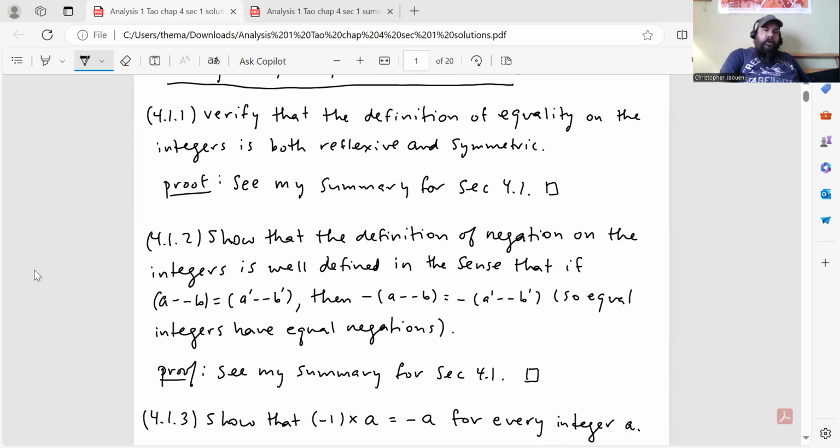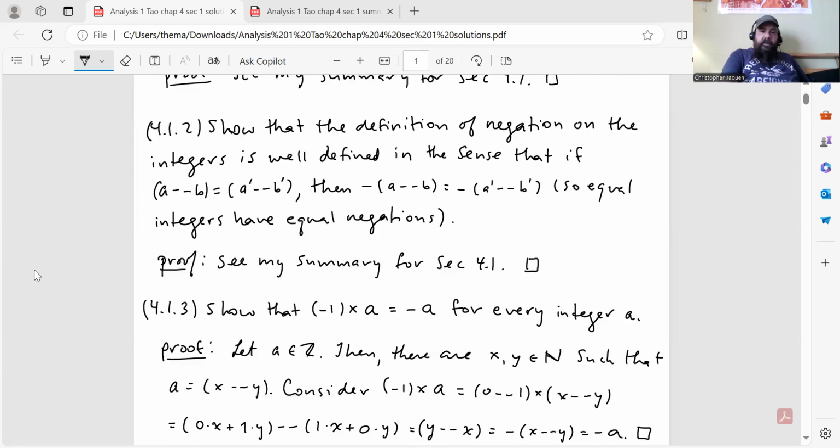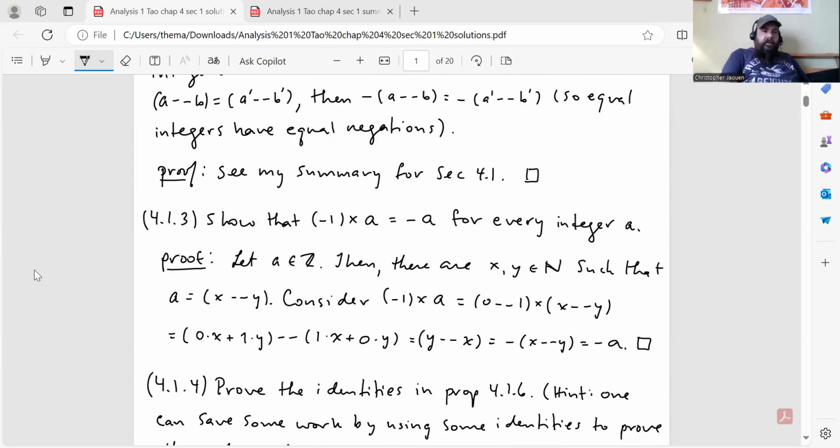And then same thing for question 4.1.2, which asks that we show that the definition of negation on the integers is well defined, in the sense that if a--b = a'--b', then -a---b = -a'---b'. In other words, equal integers have equal negations. So again, that's one that I did in the summary for section 4.1. So you could see that video if you want to see the solution to that. So I'm not going to redo it over here.